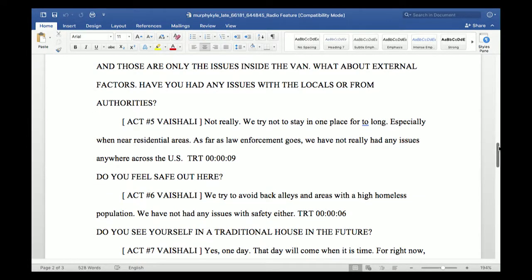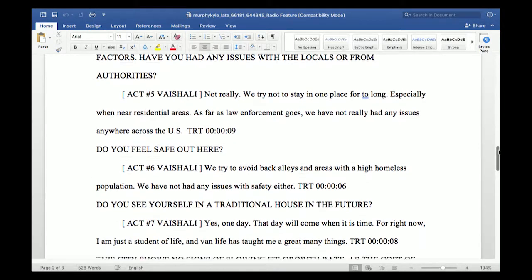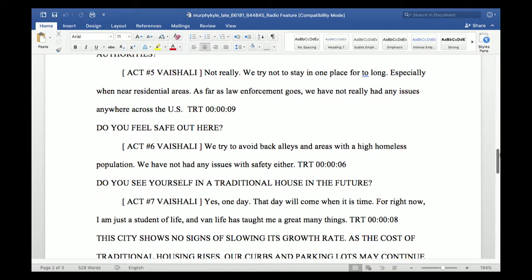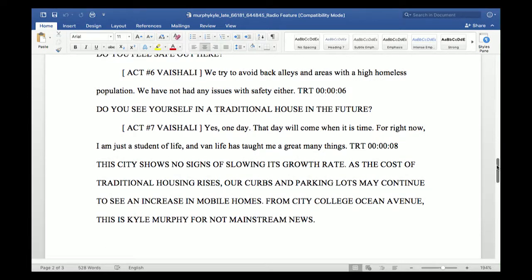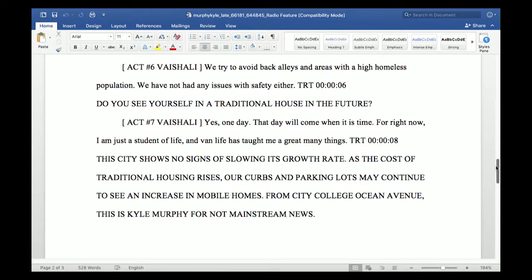What about external factors? Have you had any issues with the locals or from authorities? Not really. We try not to stay in one place for too long, especially when near residential areas. As far as law enforcement goes, we have not really had any issues anywhere across the U.S. Do you feel safe out here? We try to avoid back alleys and areas with a high homeless population. We have not had any issues with safety either.